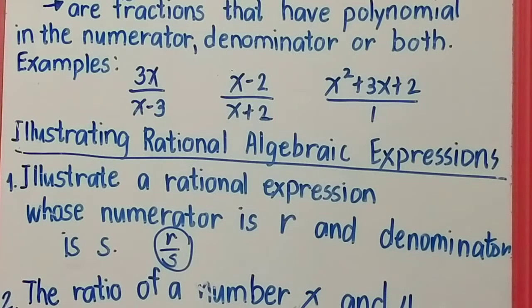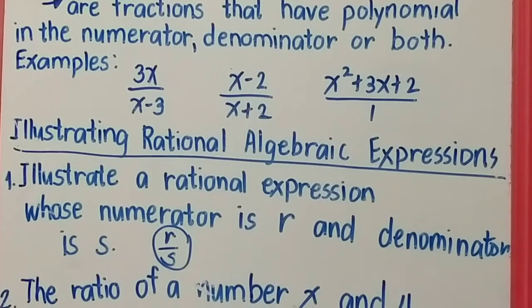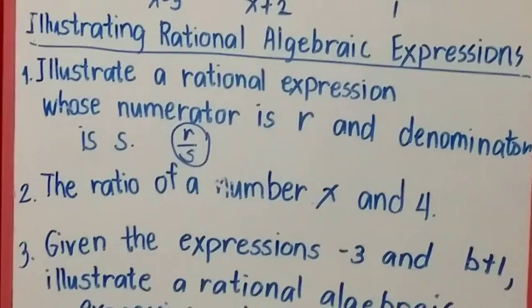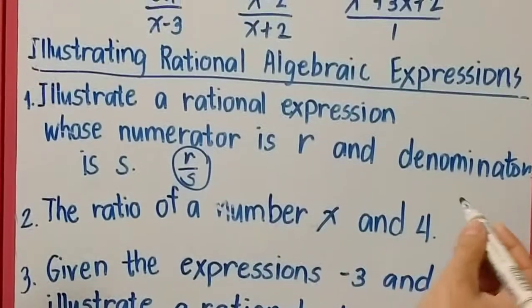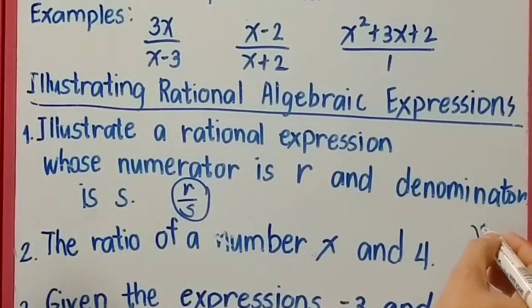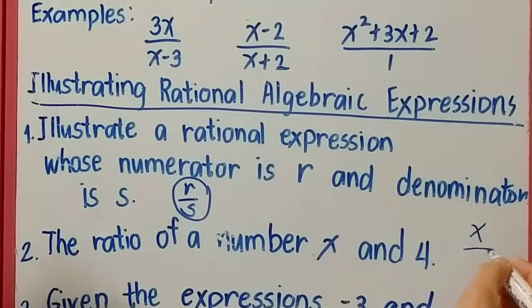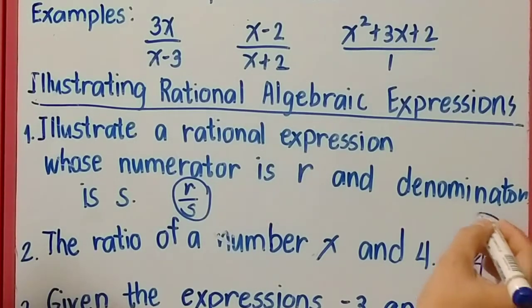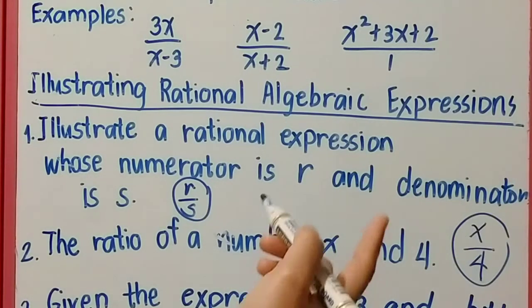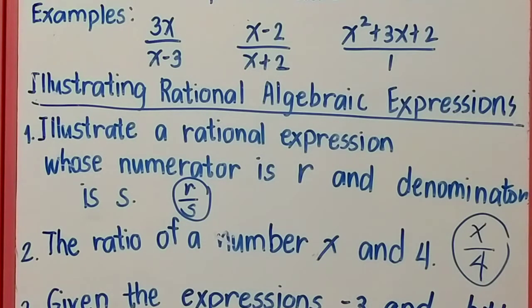The ratio of a number x and 4. How are you going to illustrate this rational algebraic expression? All we have to do is to write it in fraction form. The ratio of a number x and 4 can be written as x over 4. So there you have it, x over 4.